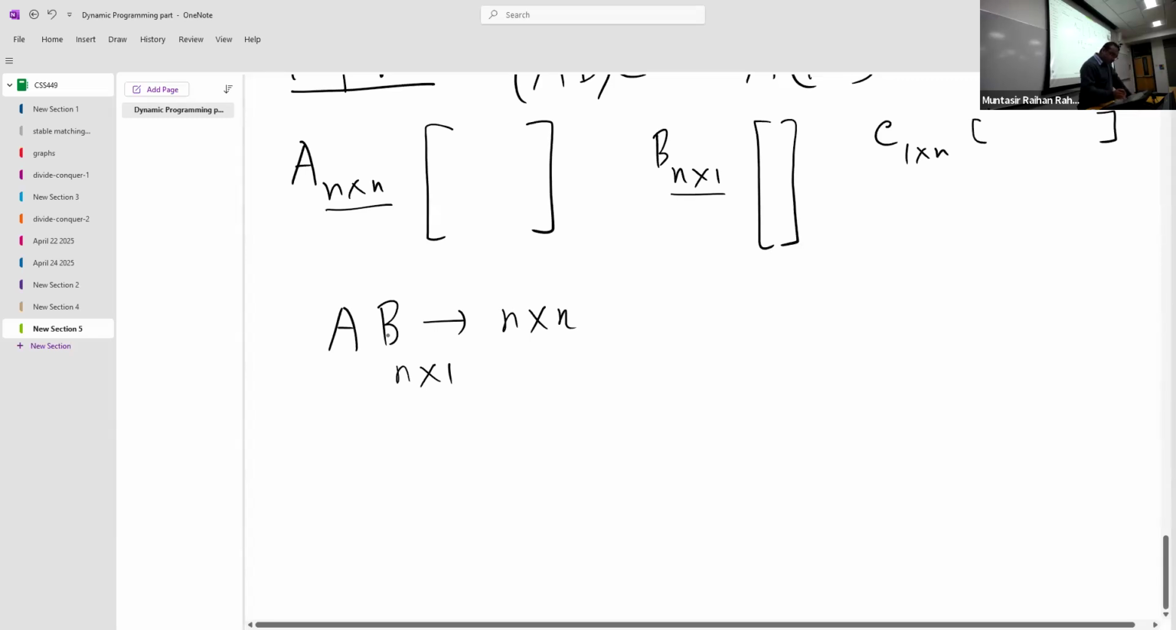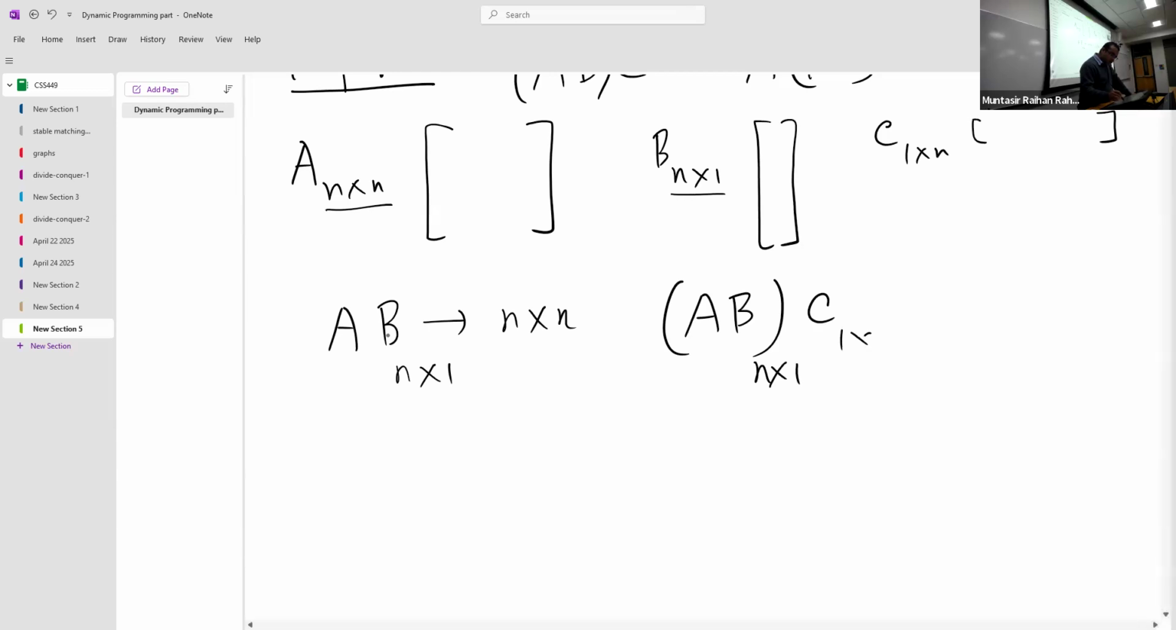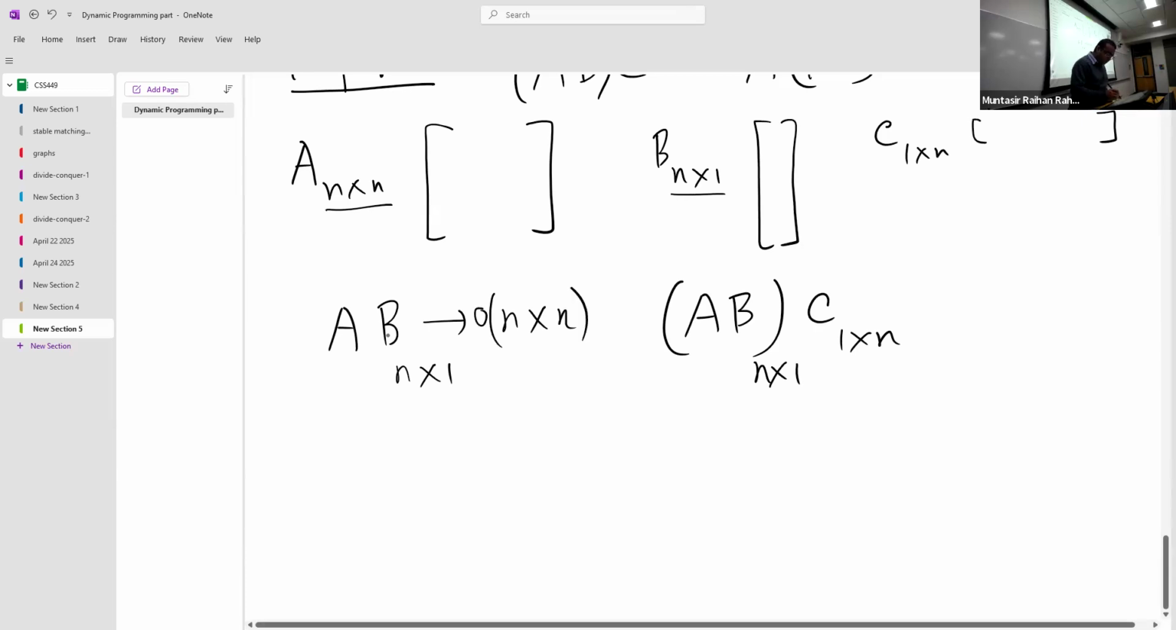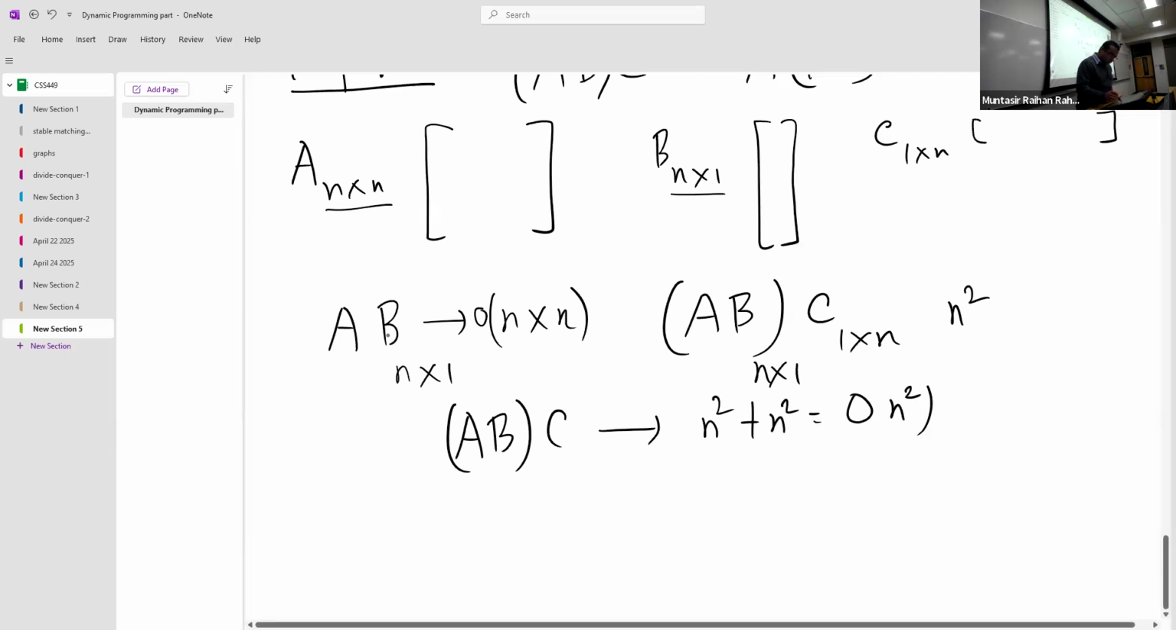Now if I do AB times C, this dimension is n times 1, and this is 1 times n. The complexity of this is n times 1 times n, so again this is n squared. So the total complexity is n squared plus n squared, which is order of n squared.